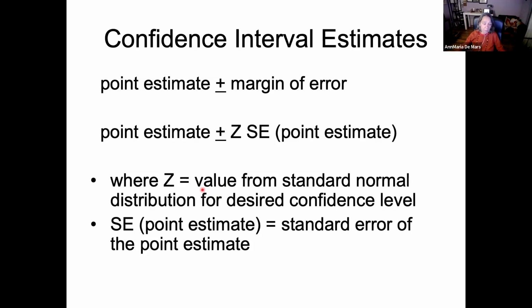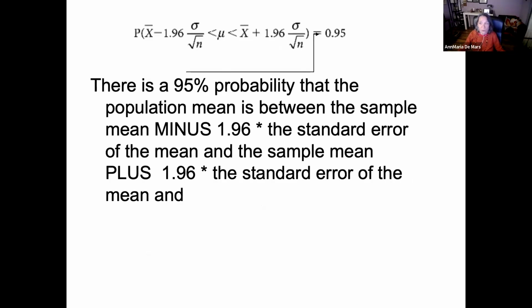But Z is the value that 95% of the distribution, as you know from the other chapters, is going to fall within that range. And the standard error of the point estimate is going to vary depending on whether it is the mean, the proportion, whatever the parameter is that you're estimating. Let's go through a little bit of example here.